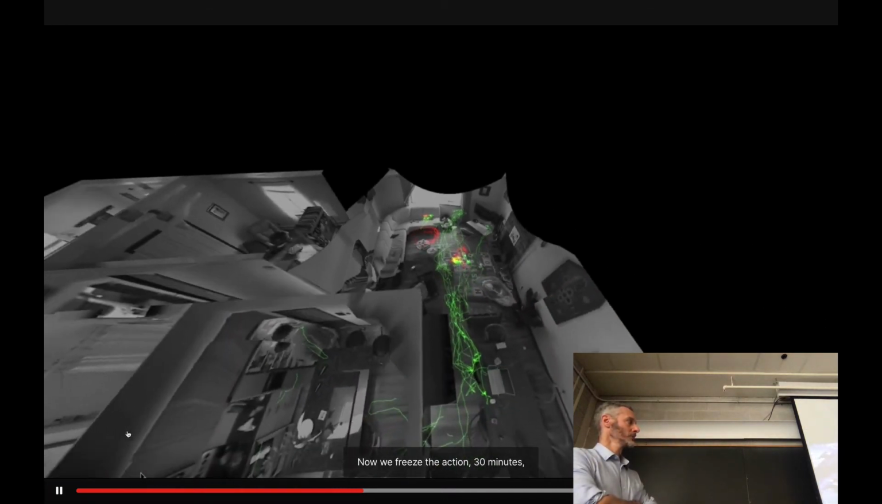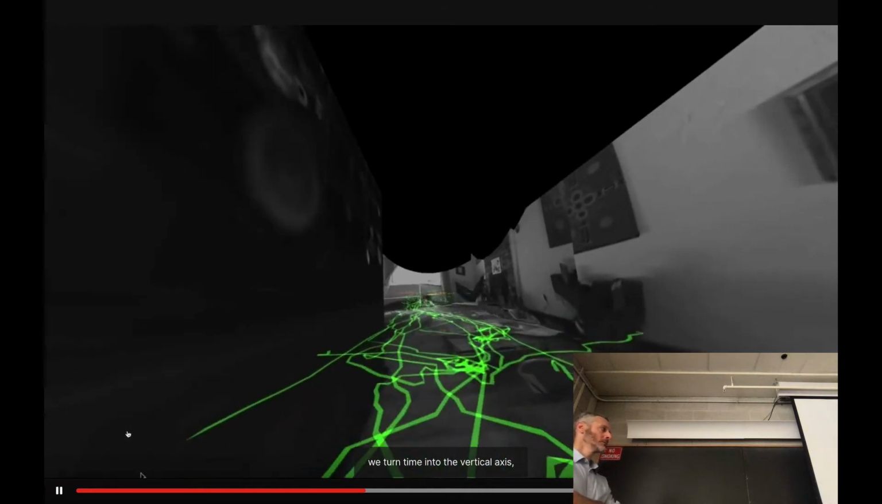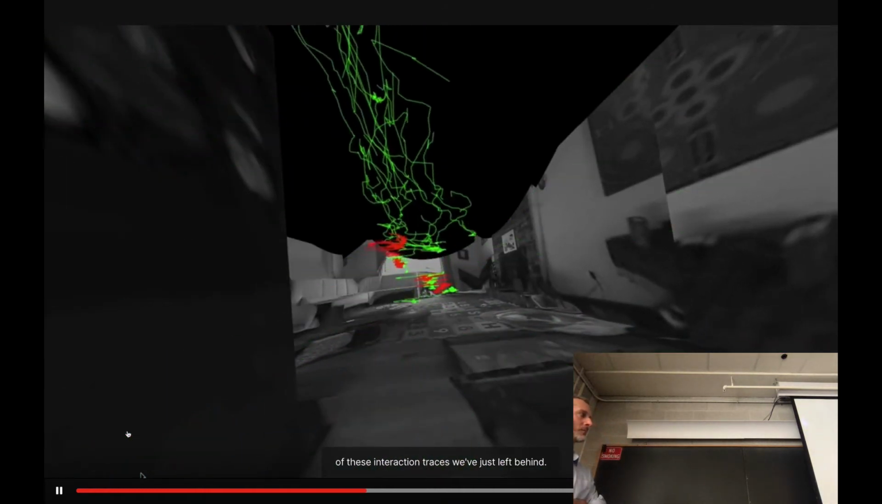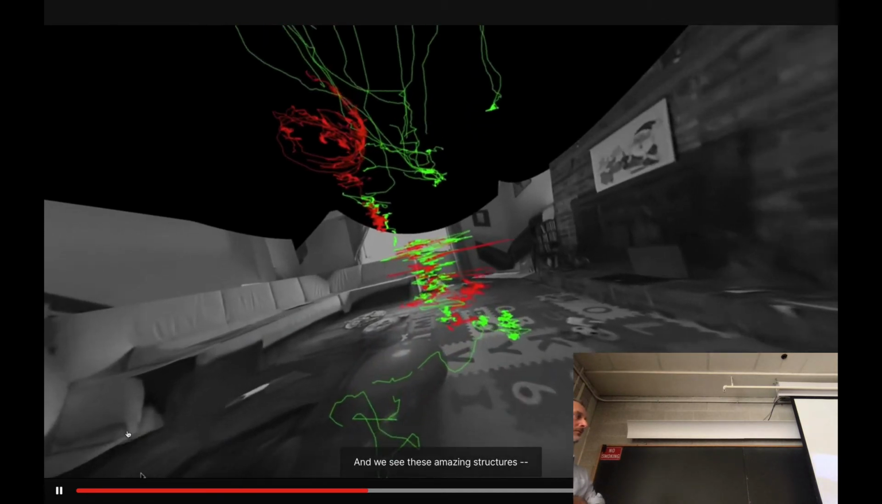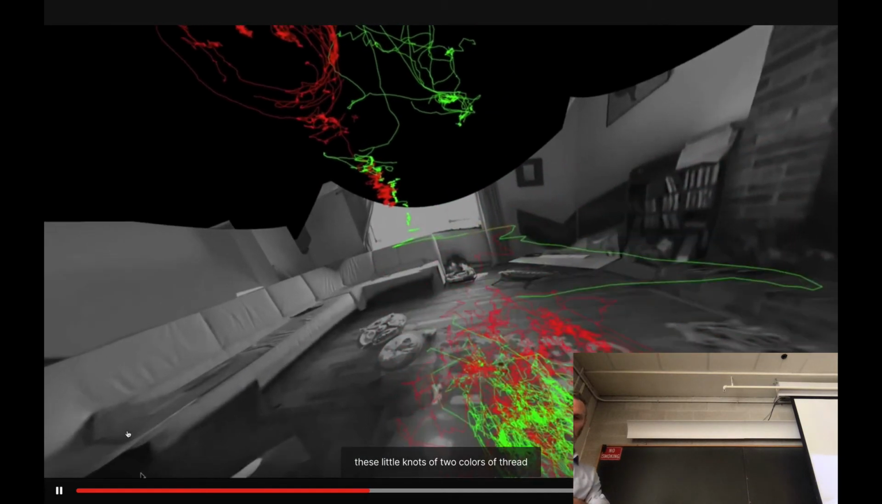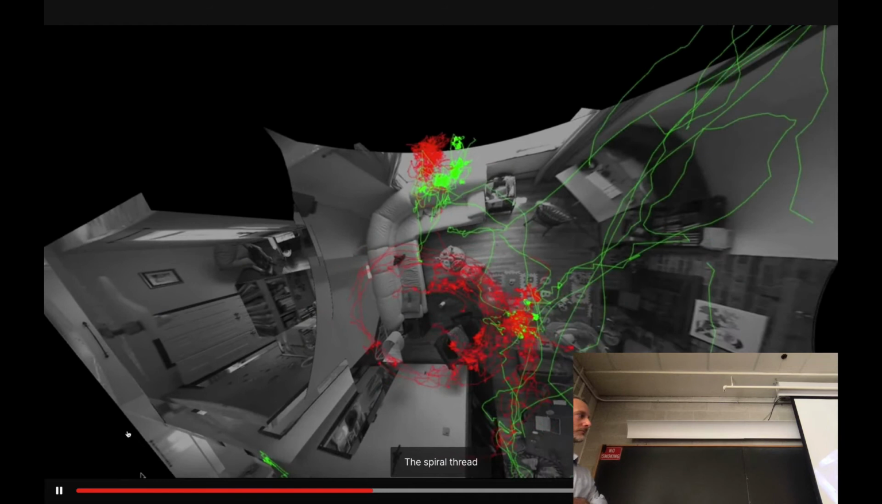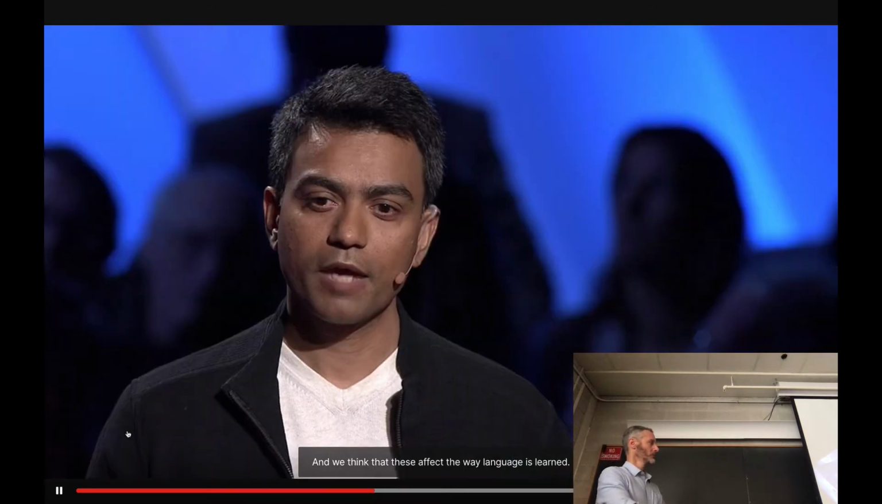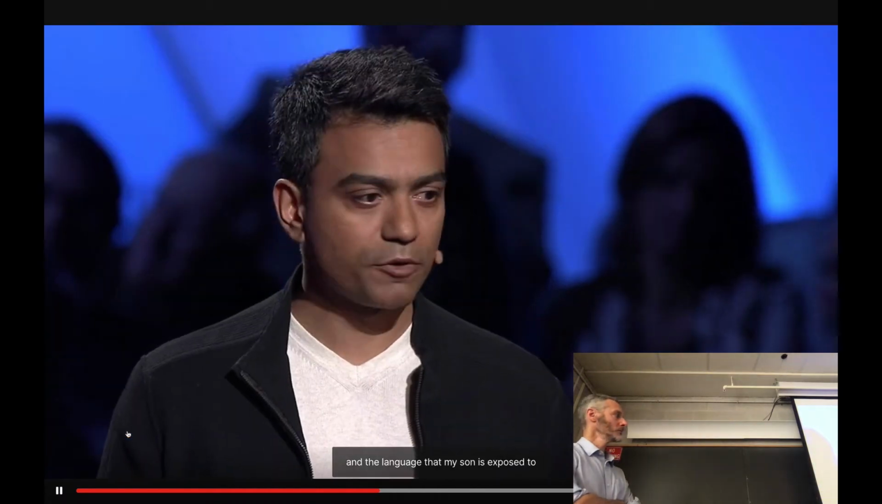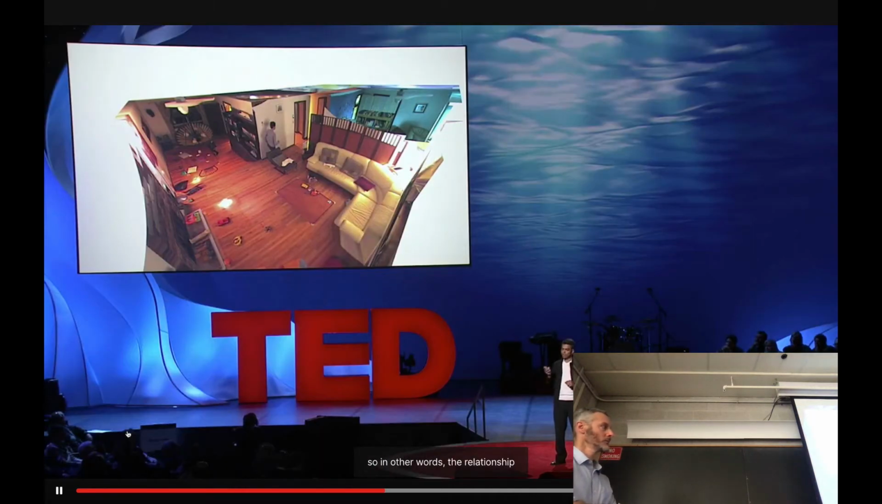Now we freeze the action, 30 minutes. We turn time into the vertical axis, and we open up for a view of these interaction traces we've just left behind. And we see these amazing structures. These little knots of two colors of thread we call social hotspots. The spiral thread we call a solo hotspot. And we think that these affect the way language is learned. What we'd like to do is start understanding the interaction between these patterns and the language that my son is exposed to, to see if we can predict how the structure of when words are heard affects when they're learned. So in other words, the relationship between words and what they're about in the world.